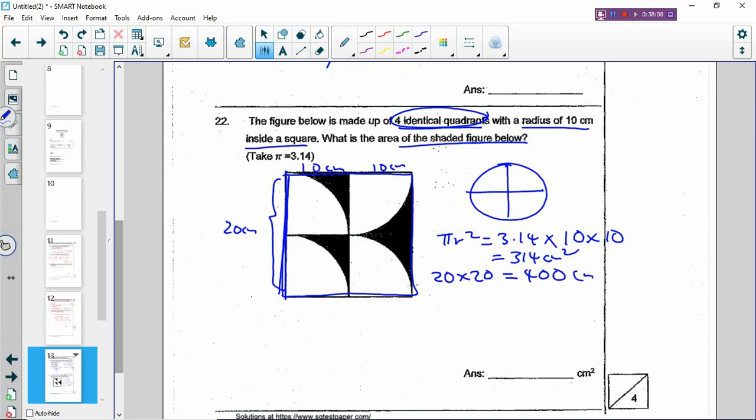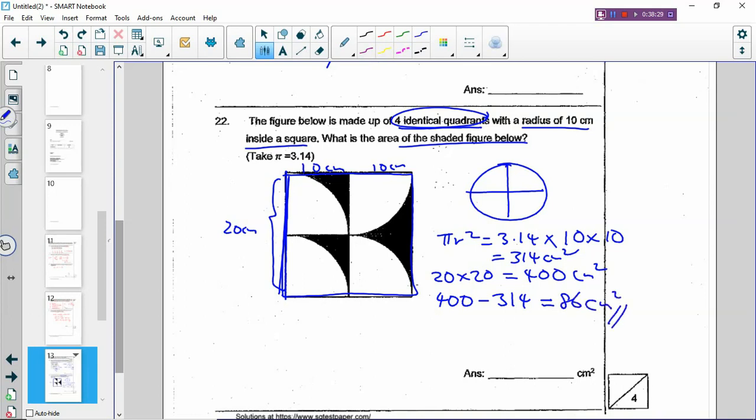And then how do I get the shaded part? You minus. You take the square minus the circle. Minus means you cut out the circle, and what is left behind will be the shaded parts. So you take 400 and you minus 314, and you will get 86 cm square, which is the shaded part.